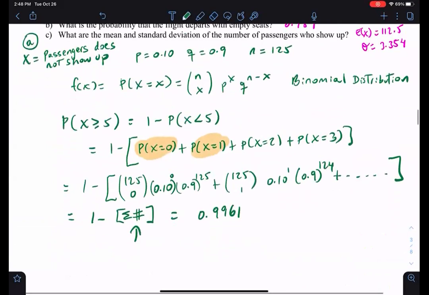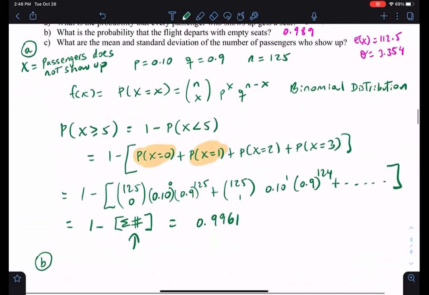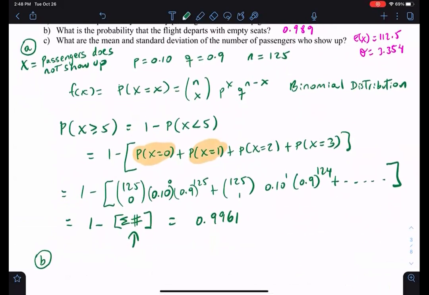For part B, they're asking you, what is the probability that the flight departs with empty seats? So think about it, right? If we have 5 passengers, everybody gets a seat. So to get at least 1 empty seat, 6 need to not show up, because remember, my random variable is passengers that do not show up. So if at least 6 do not show up, I will have an empty seat. So what is the probability of that? That's 1 minus the probability of the complement, x less than 6.